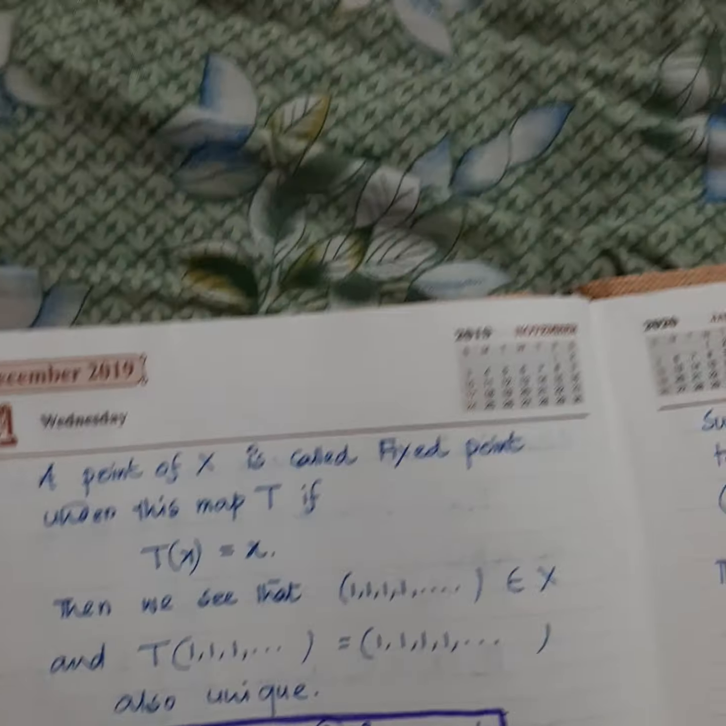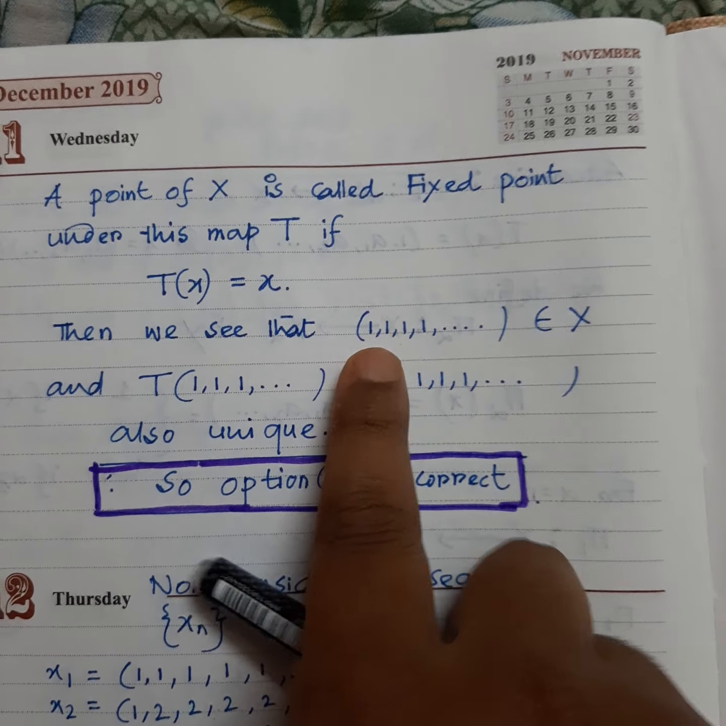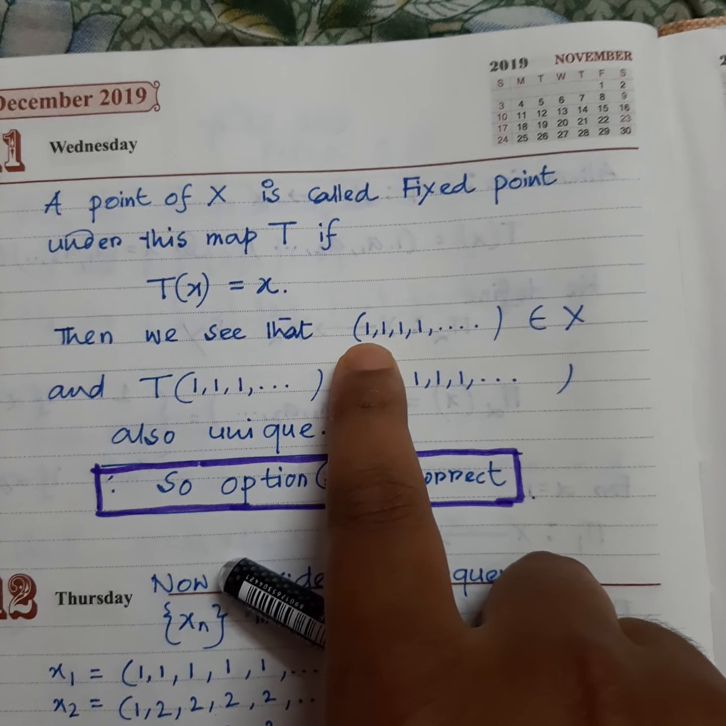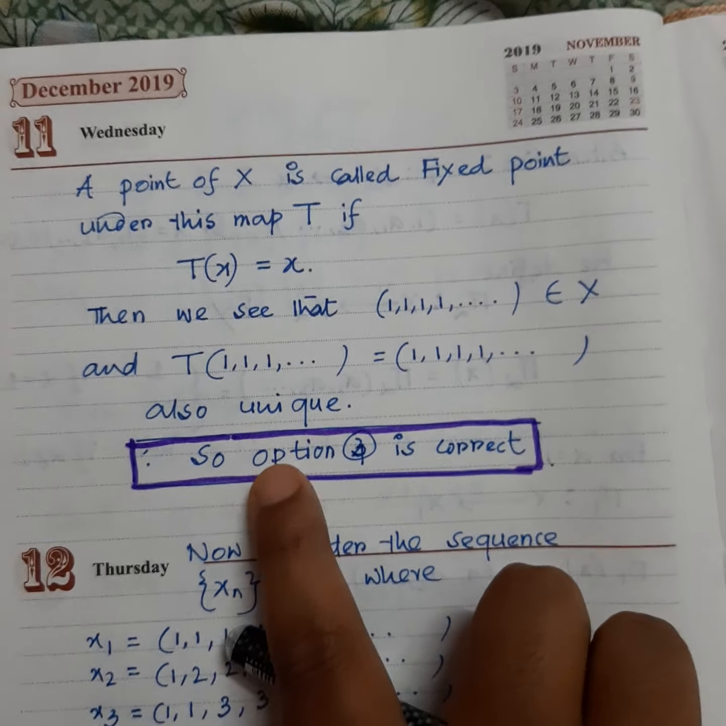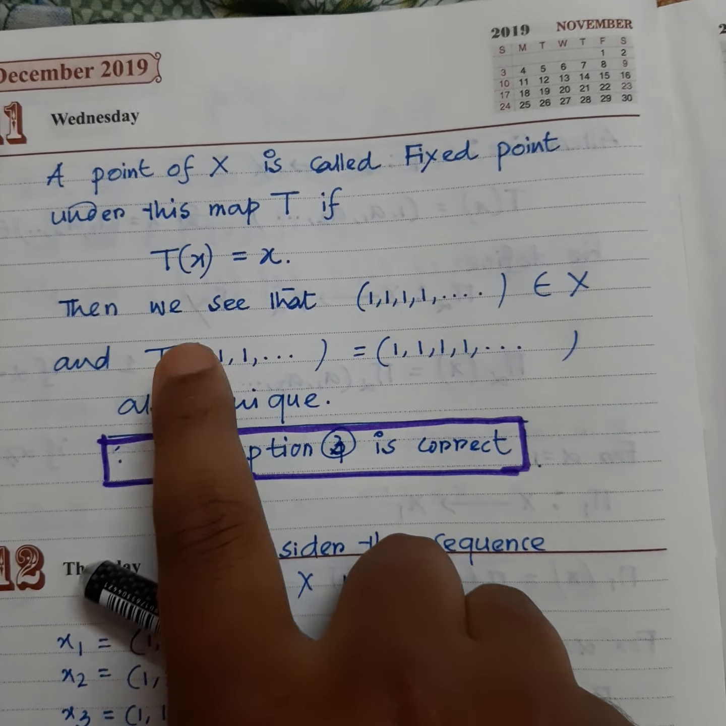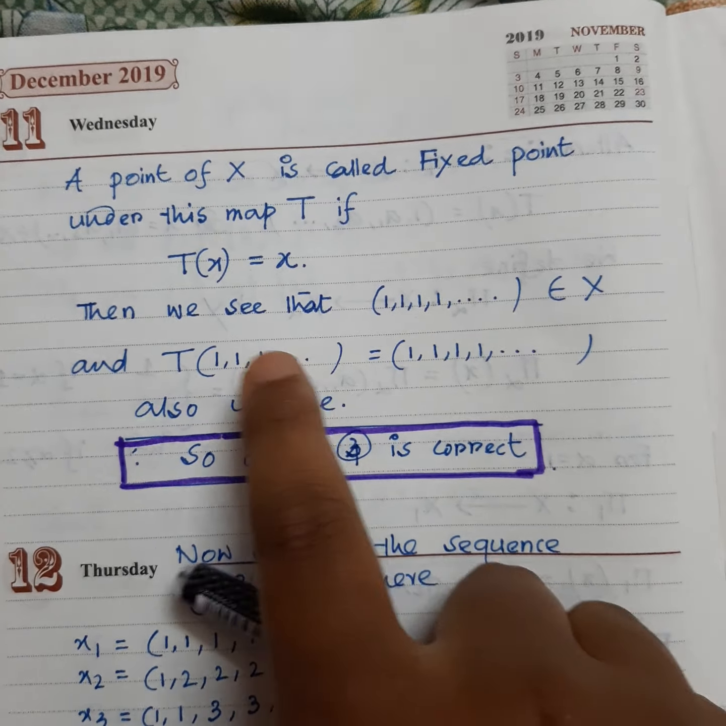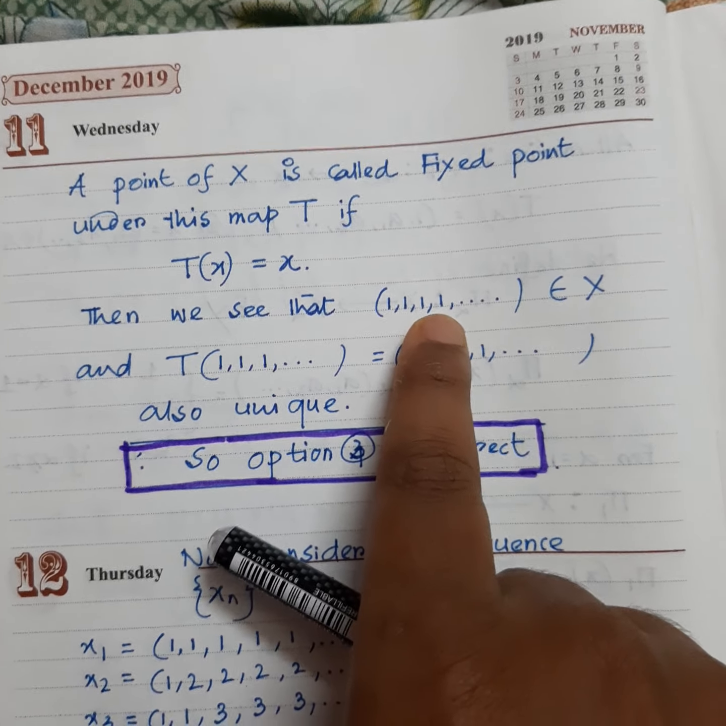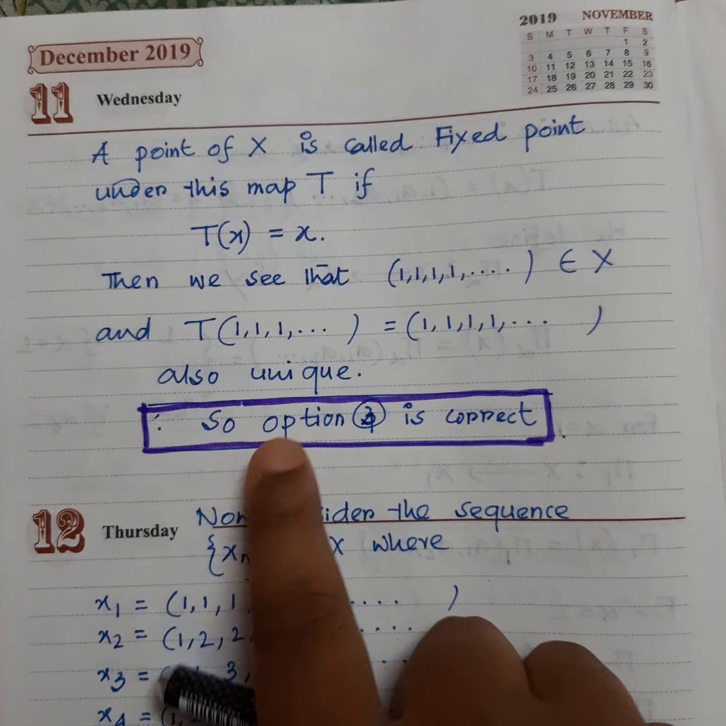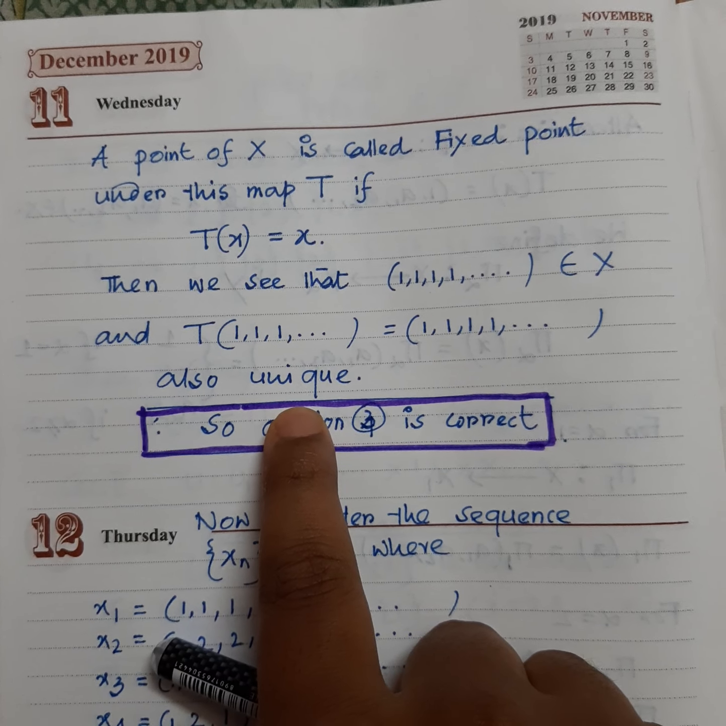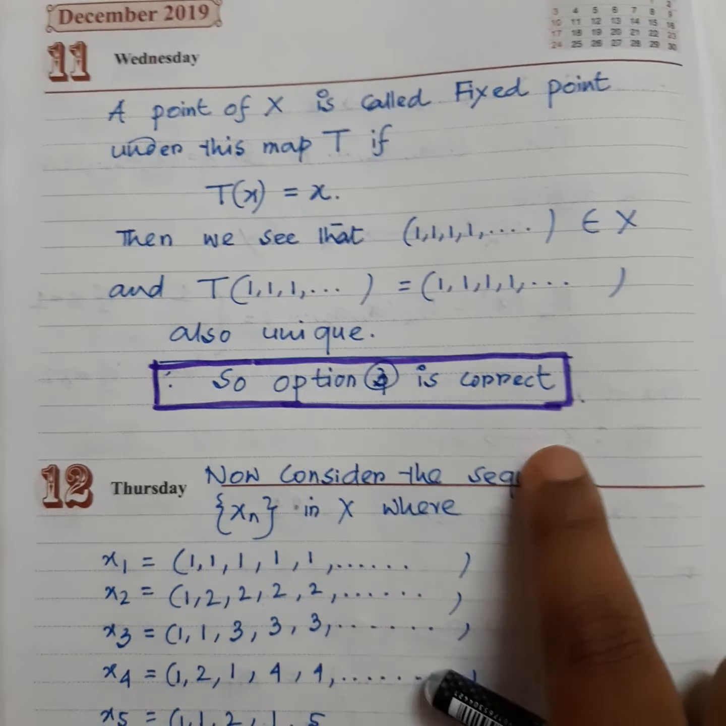Now we always find a fixed point in X. The point is (1, 1, 1, ...) in all its coordinate positions, and we see that T of (1, 1, 1, ...) is the same point (1, 1, 1, ...). So this point is a fixed point of X, which is also unique according to the definition of T. You never find any other fixed point of X. So option 4 is correct here.